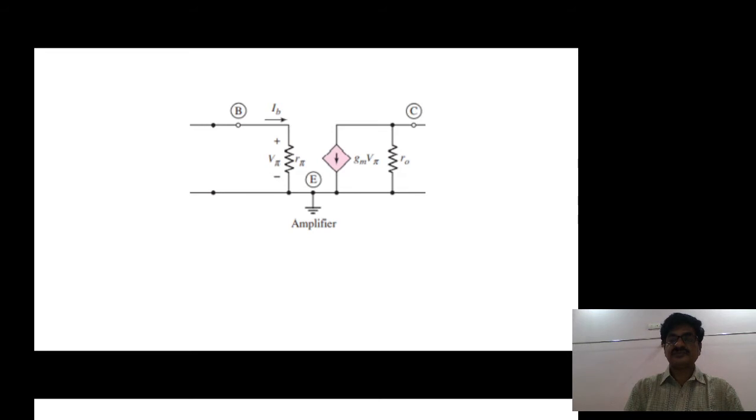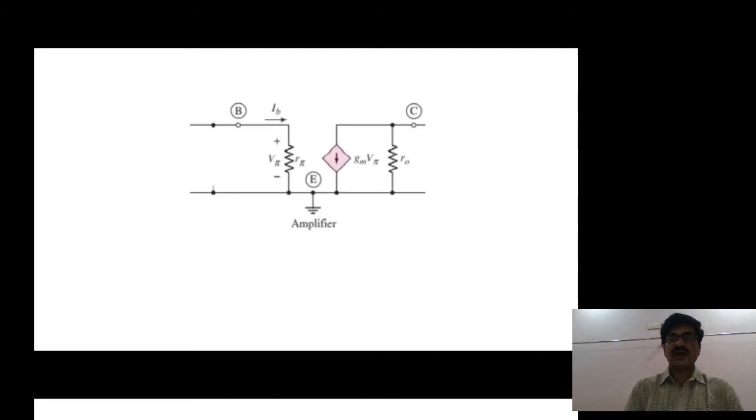After that, in the AC equivalent model, the DC sources are short circuited. That means VCC is connected to ground. That's why the resistor R1 comes in parallel with R2, and its connection is in between base and ground, because VCC is connected to ground. Okay, VCC comes to ground, that's why R1 comes in parallel with R2.